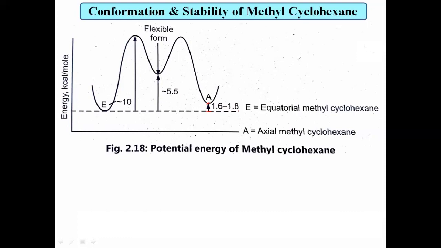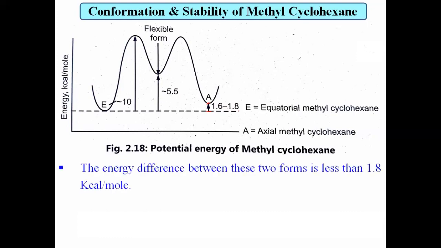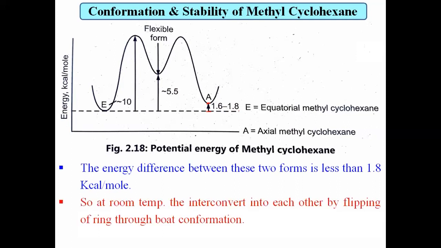Comparatively that gap is less than 1.8, and thus the energy difference between these two forms is near about 1.8. It is less than 1.8 kilocalorie per mole, and therefore at room temperature those two forms can be interconverted into one another, because the energy gap between axial and equatorial form is very small, and therefore these two forms cannot be isolated. Their isolation is not possible because at room temperature they can be easily interconverted. Okay, this is about the conformation and stability of methylcyclohexane.